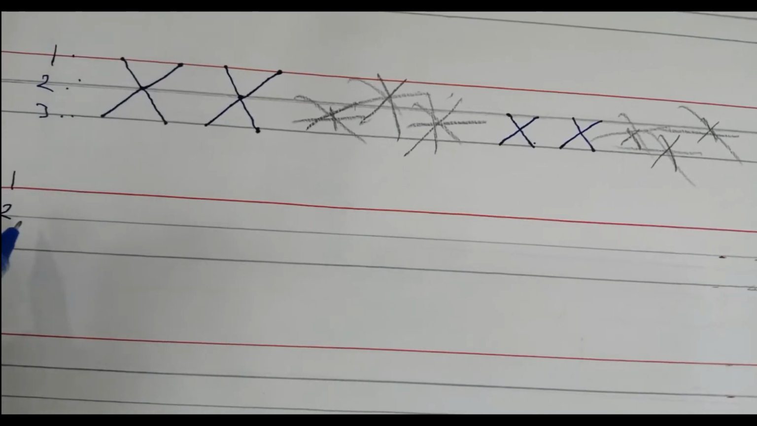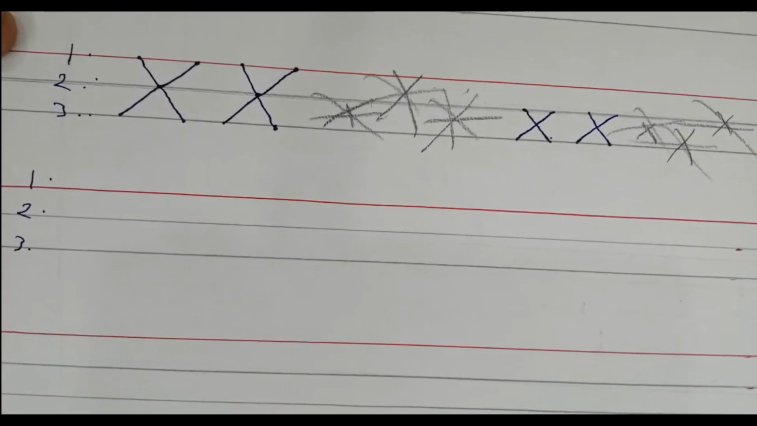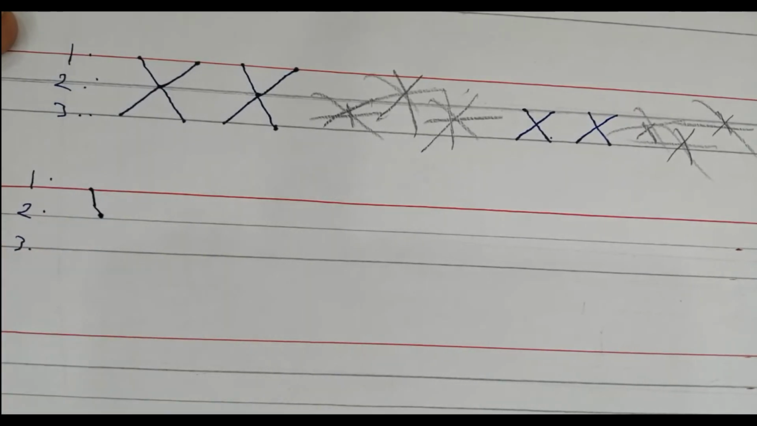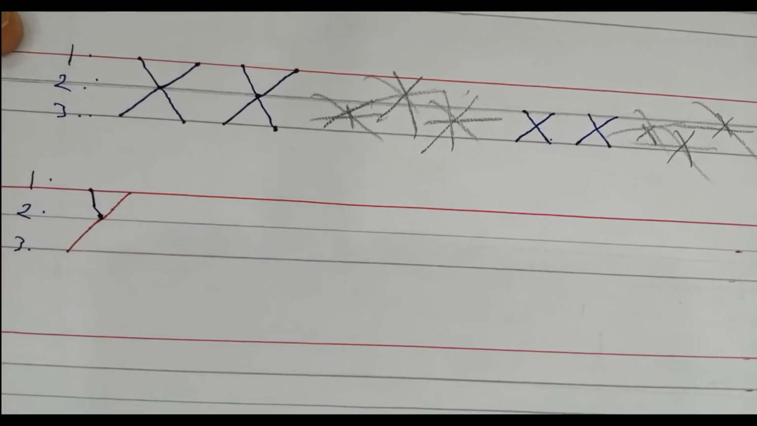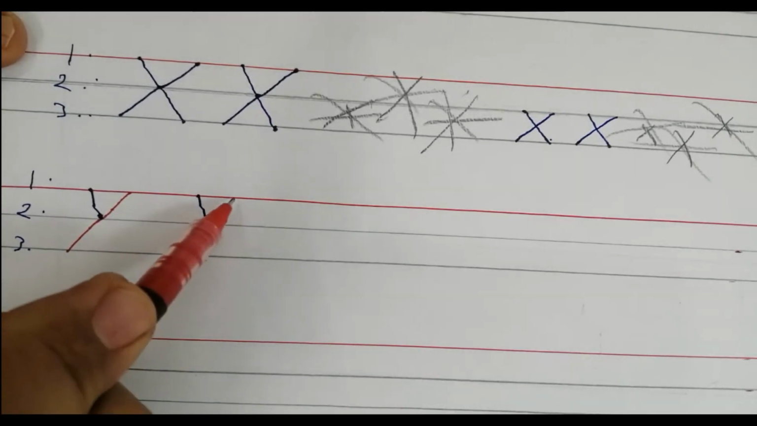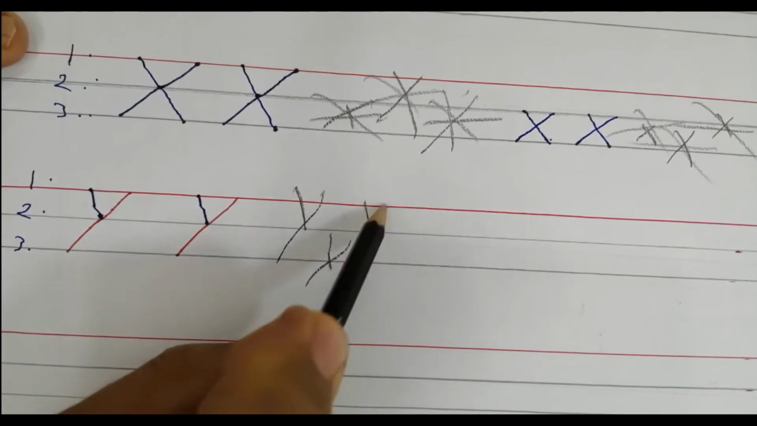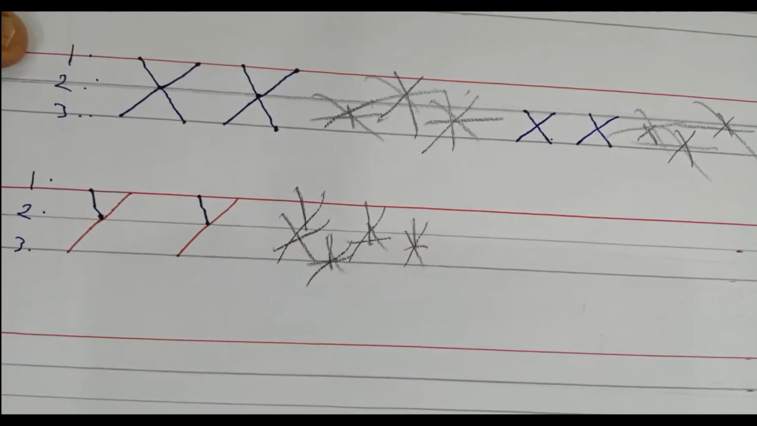After that we have letter Y. How could I write Y? Y, a falling line from line number 1 to line number 2. Then a falling line from number 1 to line number 3. Again, a falling line from number 1 to number 2, and a falling line from number 1 to line number 3, like that. No one makes it like that, or like that. All these are not acceptable.